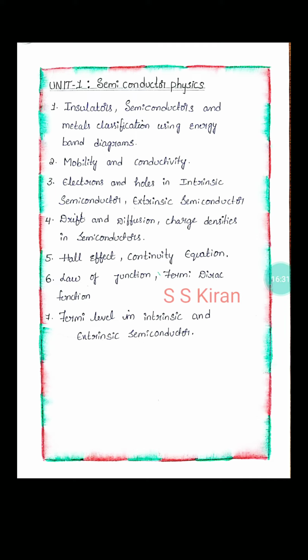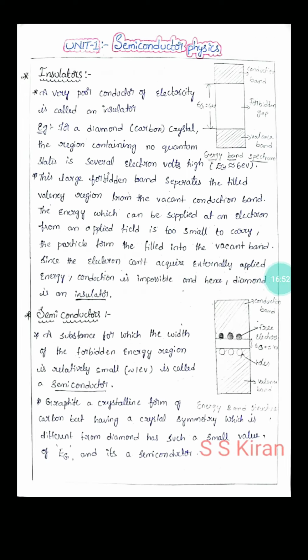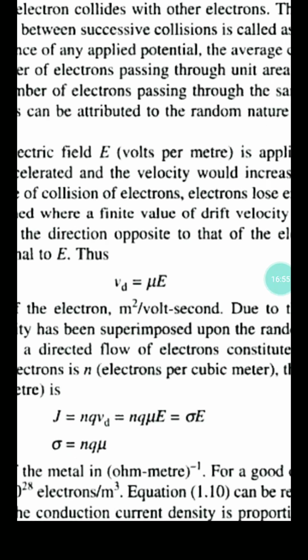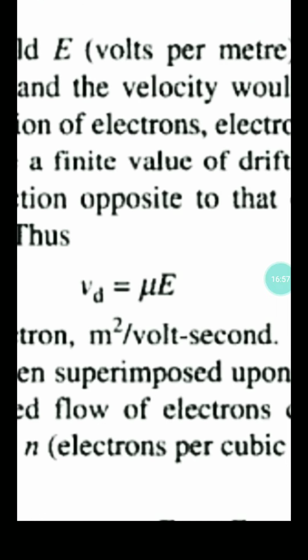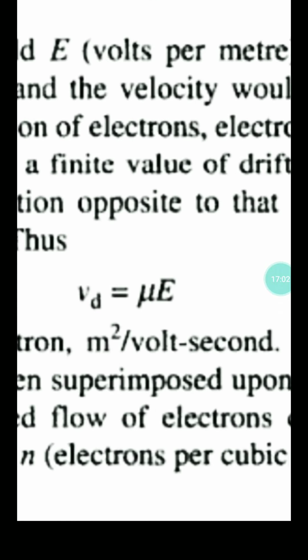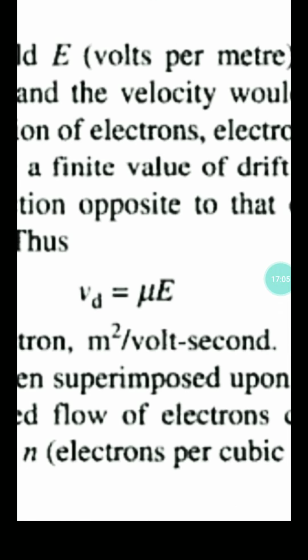Mobility, the word itself, is defined as the ability to move freely and easily. So how can we define it in a mathematical way? See here, Vd is equal to mu E bar. Here mu stands for mobility, E means electric field, and Vd means drift velocity.